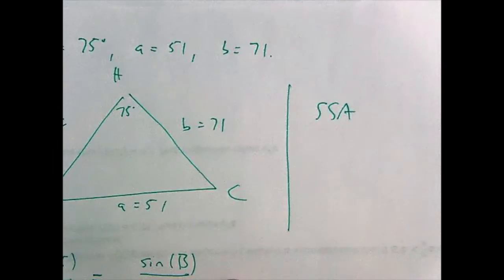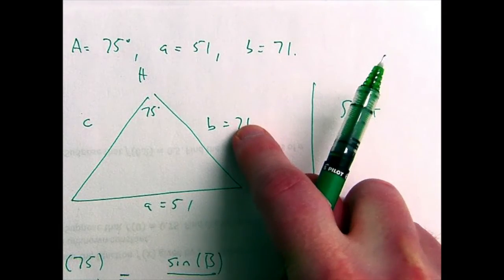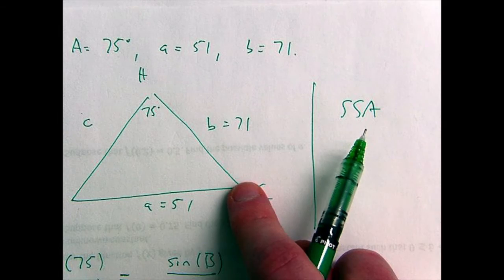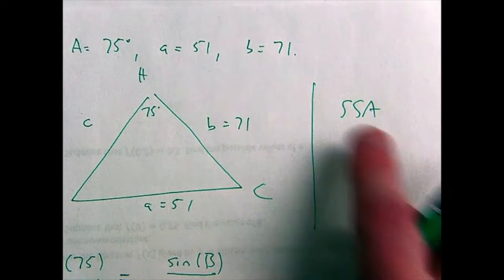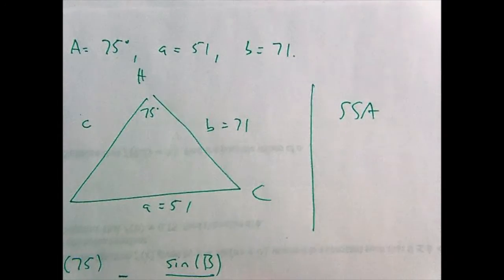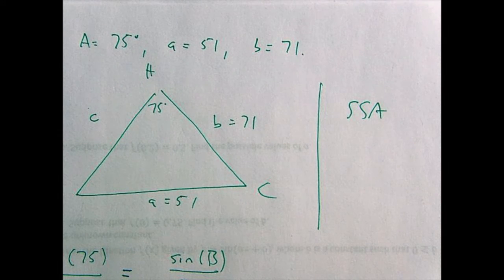Okay? So in summary, if you're given SSA data, that's side-side-angle, where you have two sides, and the angle you're given is not in between the two sides, right? Notice that here the angle is not in between the two. That's why we don't put the A in between the two S's. If you're given SSA data, that's the weird case where there are three possibilities. The data you're given could correspond to just one triangle, or it could actually correspond to two triangles, or it could correspond to no triangles.